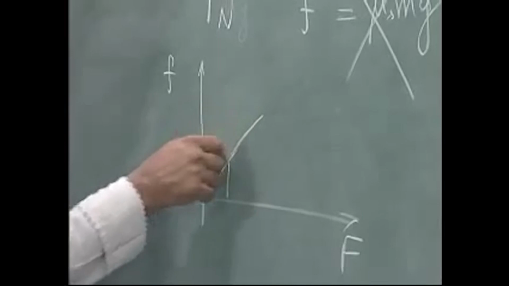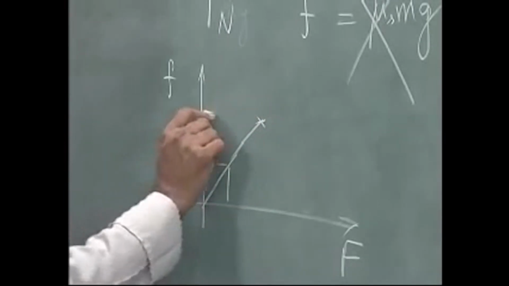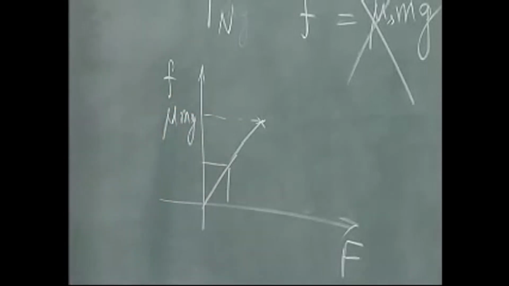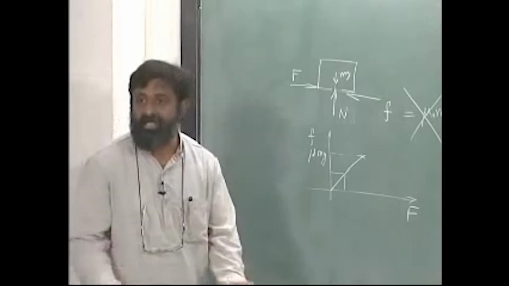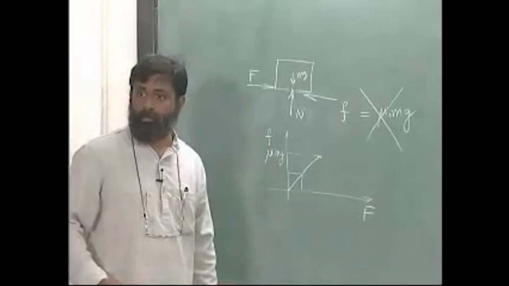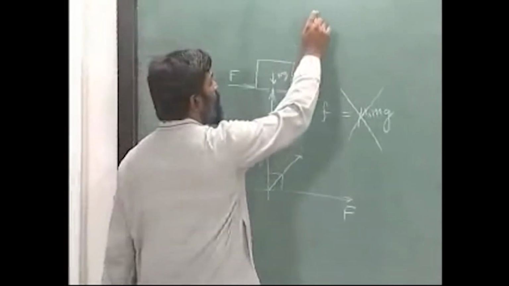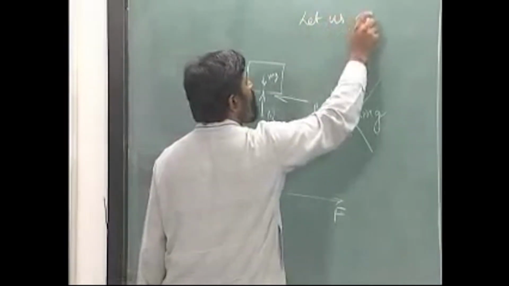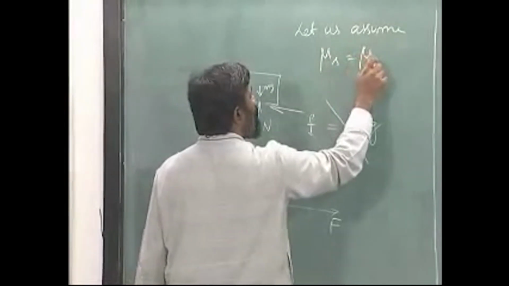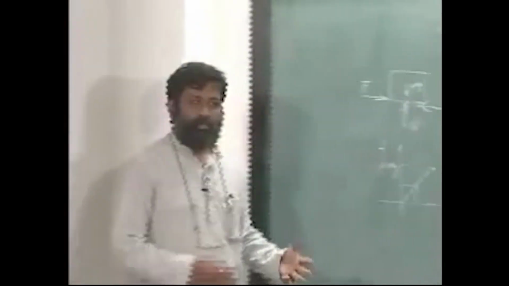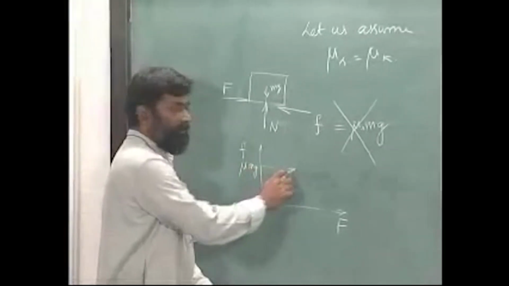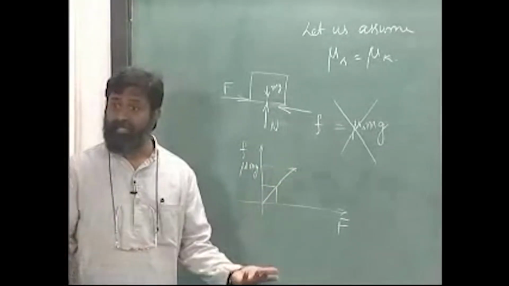But when it reaches a particular value which is equal to mu times mg, that is when the whole thing changes. The frictional force cannot be above that particular value. Let us assume mu static is equal to mu kinetic, just for now, so that the discussion becomes simple. So when it reaches this particular value, please remember the frictional force cannot increase at all.